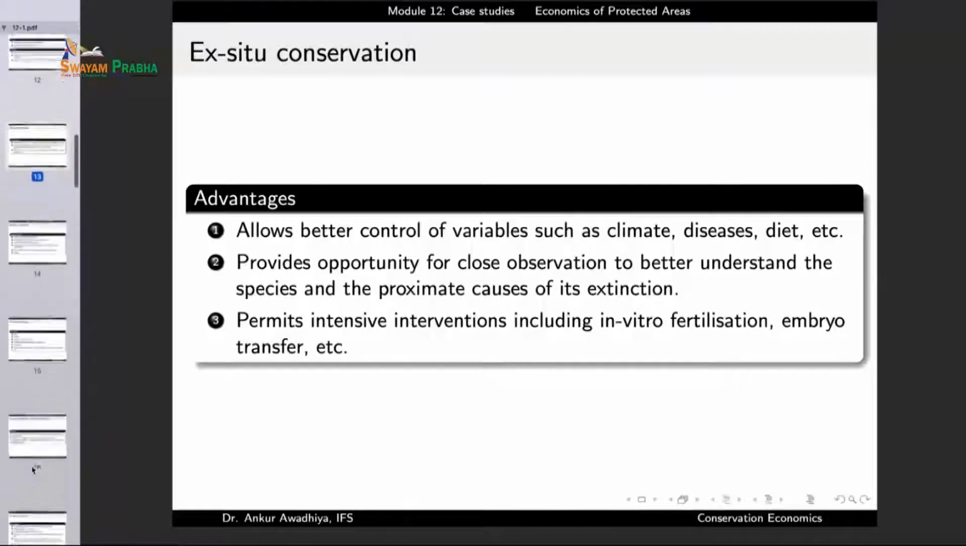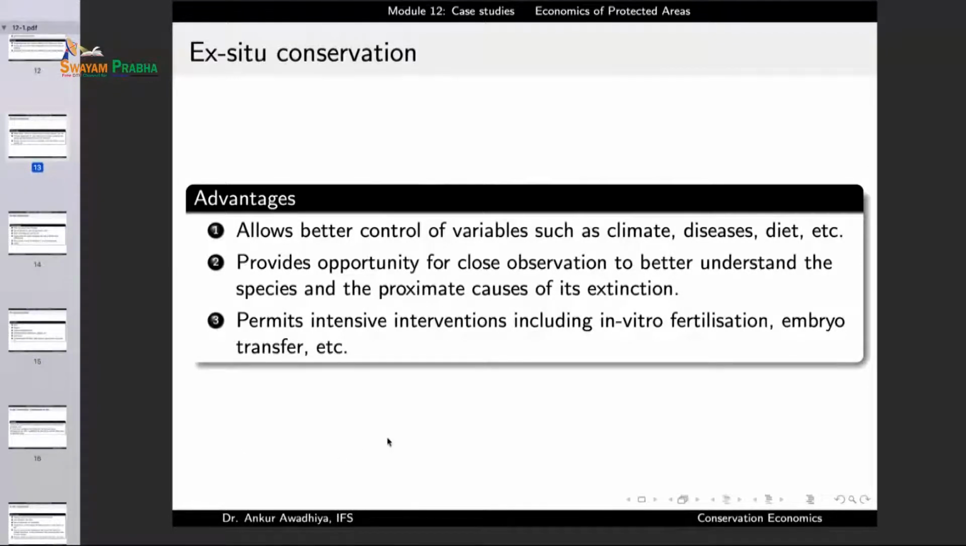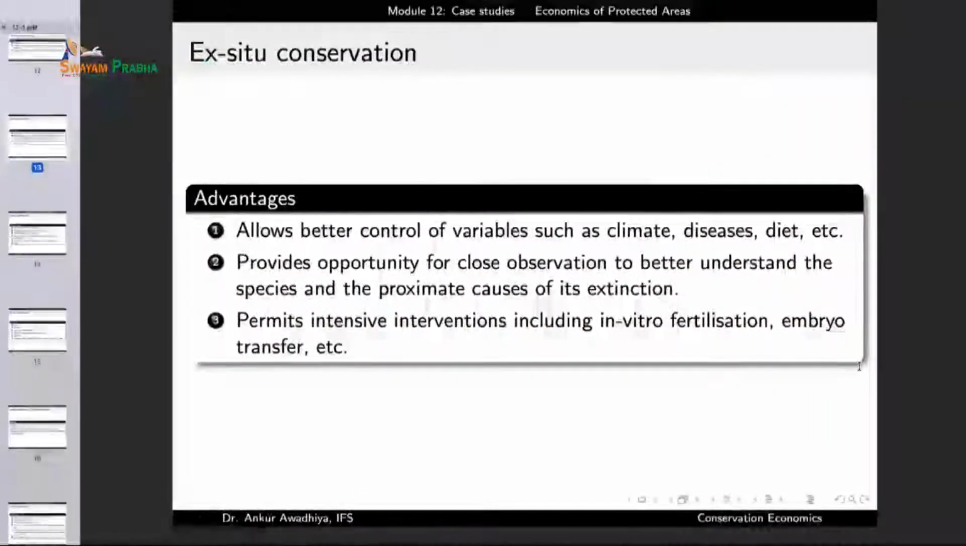It has a number of advantages. It allows better control of variables such as climate, diseases, diet, and so on. Because it's a small area, the intervention is much more intensive, and so it is much easier to provide them with standardized conditions. It provides opportunity for close observation to better understand the species and the proximate causes of its extinction. So it provides us with an opportunity to understand the behavior of animals.